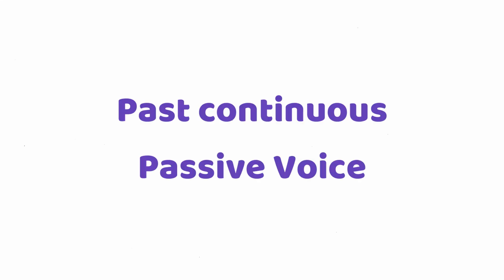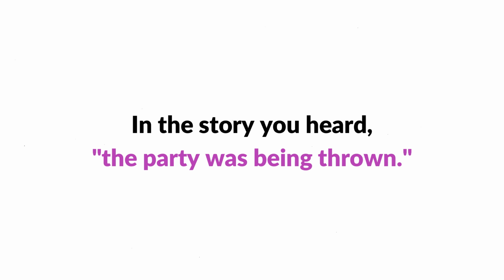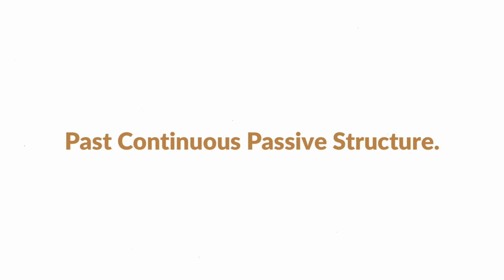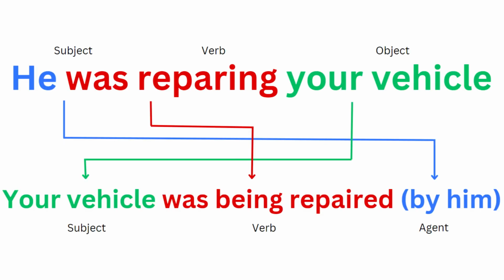Past continuous passive voice. In the story you heard, the party was being thrown. The past continuous passive voice is a grammatical structure used to describe an ongoing action or event that was happening in the past and emphasizes the object or subject receiving the action rather than the doer of the action. In the passive voice, the subject of the sentence receives the action rather than performing it. Past continuous passive voice structure.